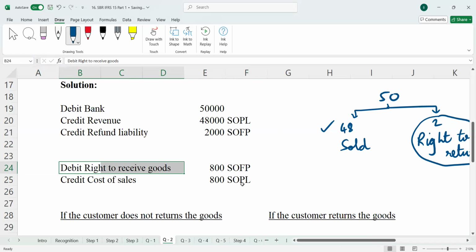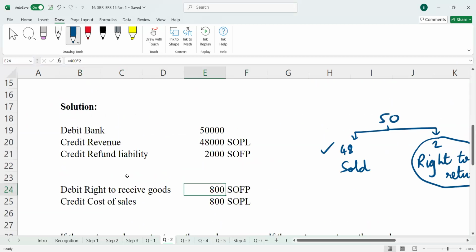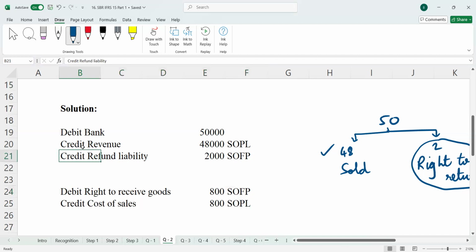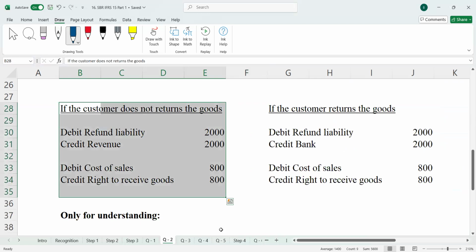Now let us see what if the customer does not return the goods. If the customer does not return the goods, it means he has accepted the goods. So firstly, I will be reversing this journal entry because my right to receive the goods has now extinguished. So the first journal entry that I record is debit cost of sales, credit right to receive goods, 400 multiplied by 2. The cost of each item is 400 and 2 units. So firstly, you will reverse this journal entry because you no longer have the right to receive the goods. And second, debit refund liability, credit revenue 2000. So just have a look at these two journal entries.